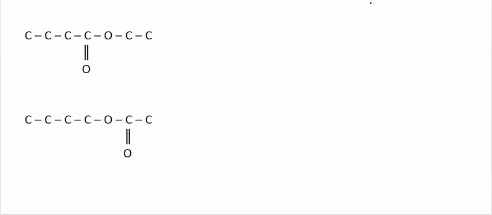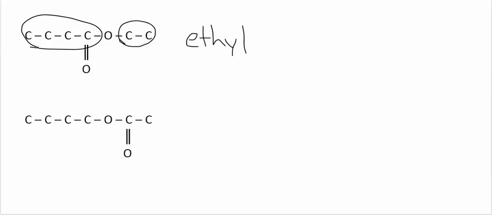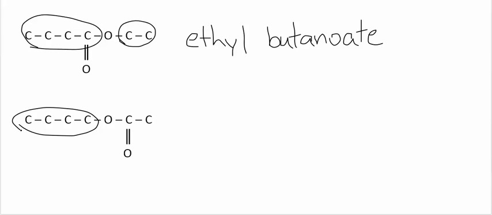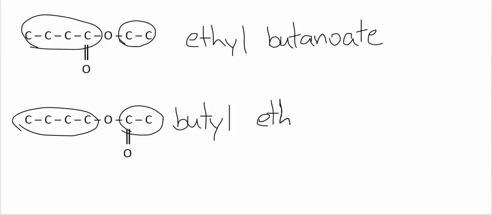When we name these, in the first example, we're going to name this group first, and that's an ethyl group. Then we're going to name the other fragment, which is a 4-carbon chain. So that's but, and then the suffix is oate. So ethyl butanoate. In the second example, we're going to name this fragment first because it's attached to the singly bonded oxygen. So that would be butyl. Then we're going to name this fragment eth, and the suffix is oate. So butyl ethanoate.